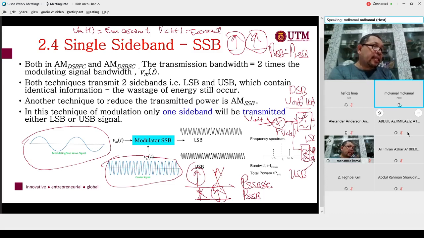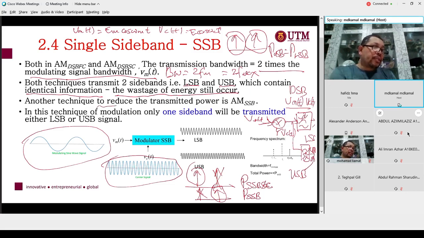What we can see here, in both AM double sideband full carrier, meaning the normal AM, and the double sideband suppressed carrier, the transmission bandwidth is 2 times the modulating signal bandwidth. So we know that bandwidth is equal to 2FM, or 2F max. Both techniques transmit two sidebands, the upper sideband and lower sideband, which contain identical information. So you still have the wastage of energy.